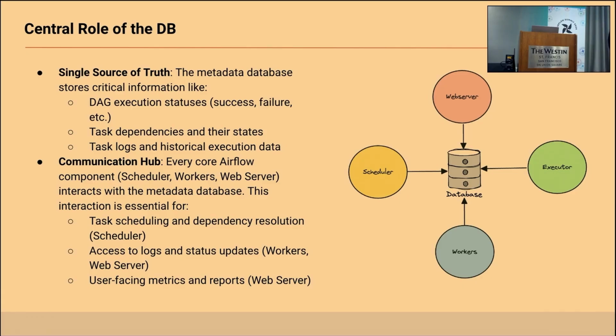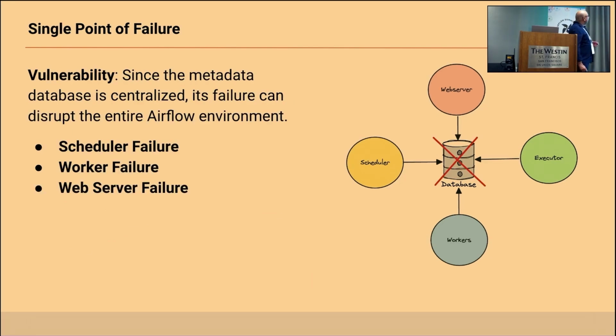The metadata database will store all the critical information you have, like DAG execution status, task dependencies, task logs, etc. And it's a communication hub. Whatever activity is going on, all that information is going into that database, and that's how you're kind of coordinating these different components. But now, what happens if the DB goes down?